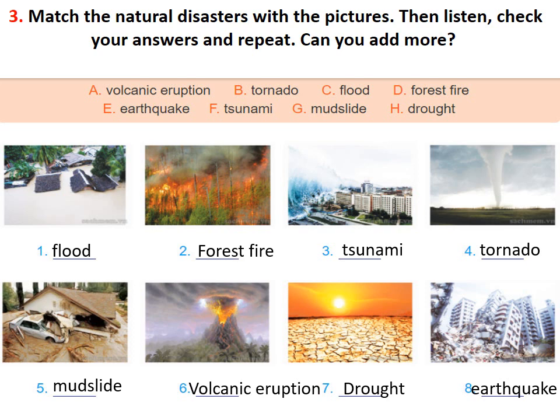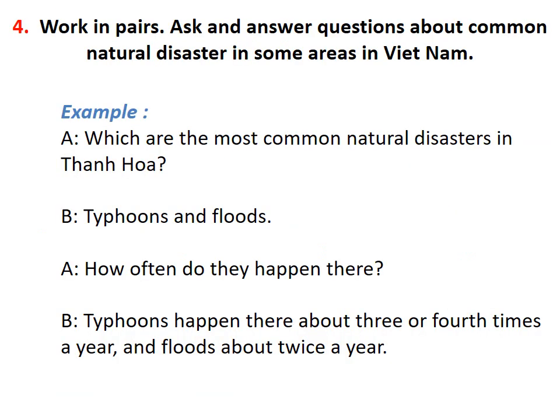How many right answers do you have in this task? I think you have a lot of right answers, right? Now let's move to the next task. In this task, you just need to make a conversation, but I think it's difficult for you. So just think about a conversation yourself, and you can practice it by yourself. Task 4. Work in pairs. Ask and answer questions about common natural disasters in some areas in Vietnam.